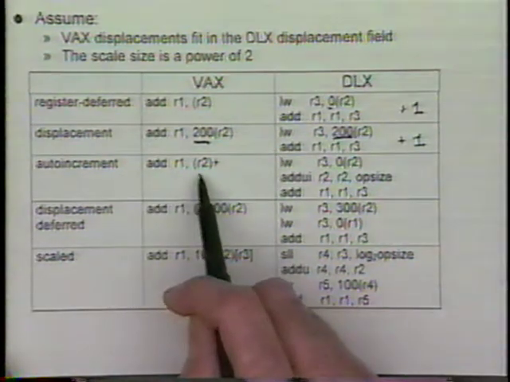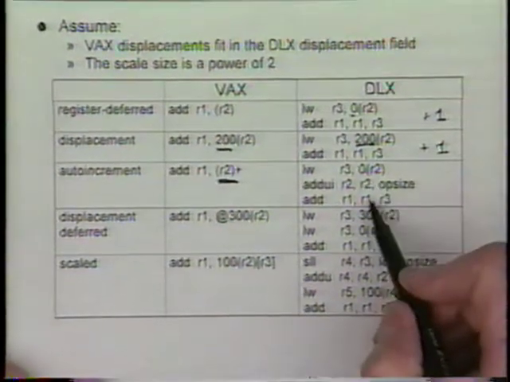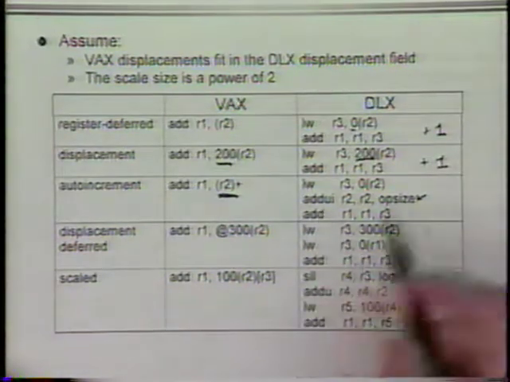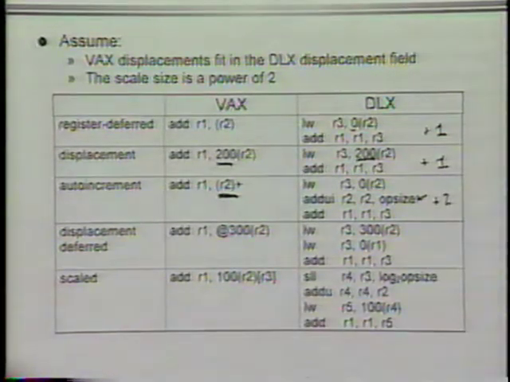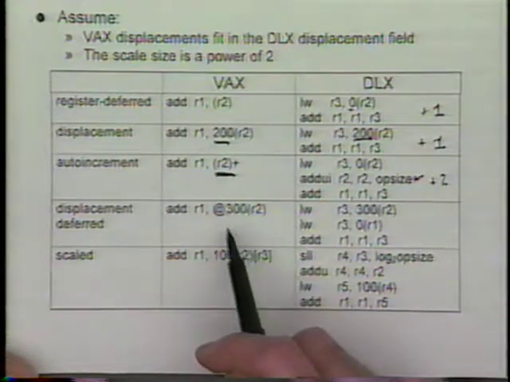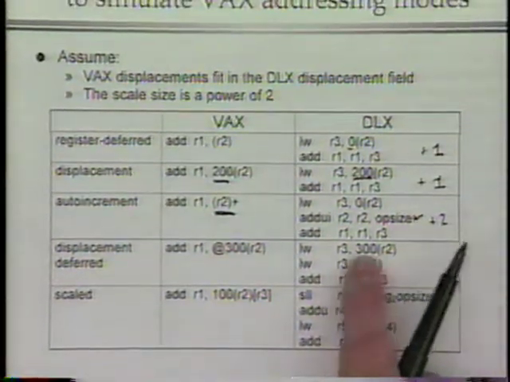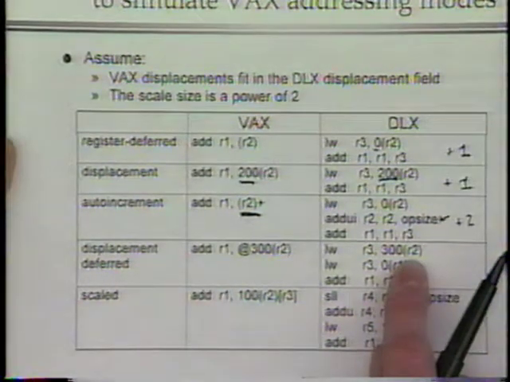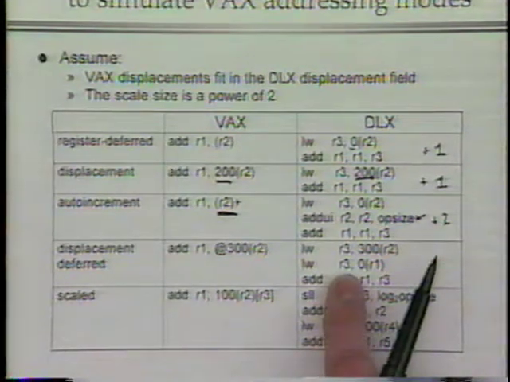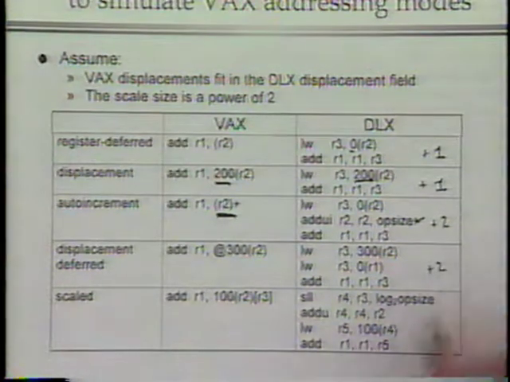Auto increment, register indirect but incrementing the register afterwards. Well, same 2 instructions we had before, only now after using the pointer to reference memory we need to increment. So the total penalty for DLX is 2. Displacement deferred, also a total penalty of 2. Load first the word referenced by the displacement addressing mode, then load the word pointed to by that word, that's the indirect operation, and then we can do the 3-register add as before. Again, a +2 instruction penalty.